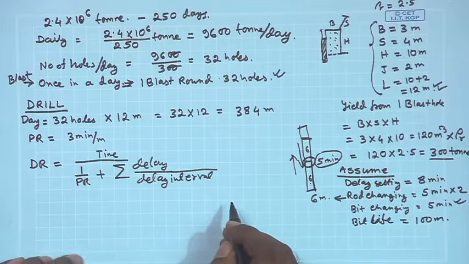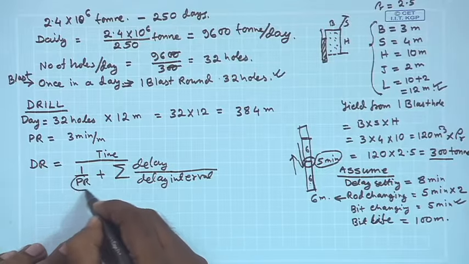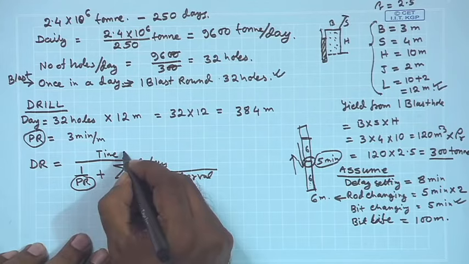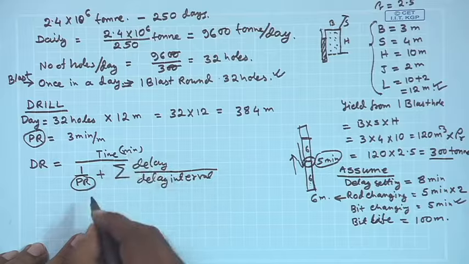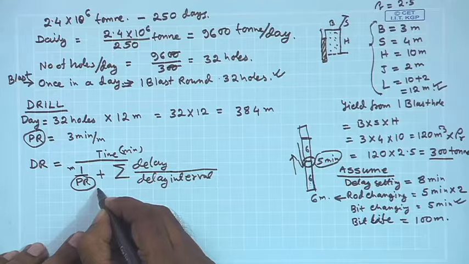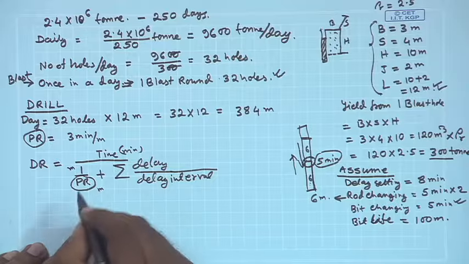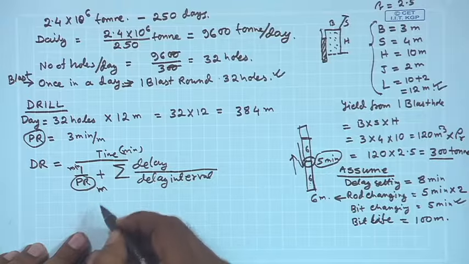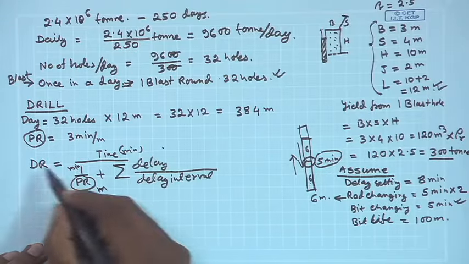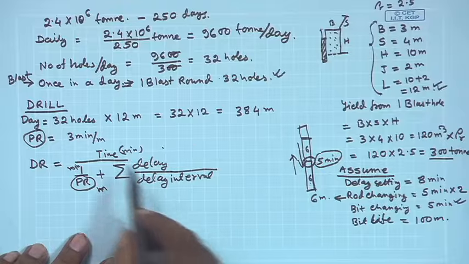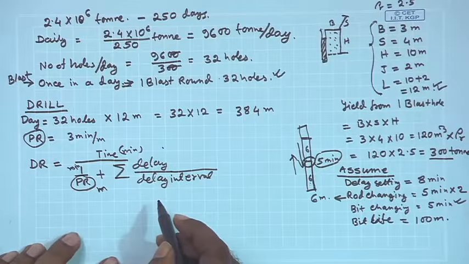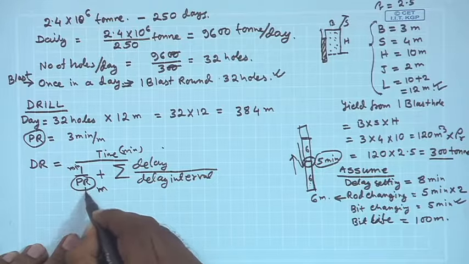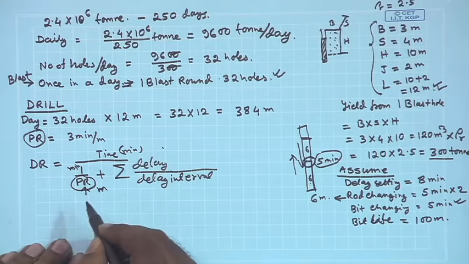Now, I would like to draw your attention to this penetration rate. You can see this is in minute, this is in meter, and again this is in minute and this is in meter, so the minute and minute will cancel and the meter will remain. So that we can get the drilling rate in meter for the specified time, in hours. This penetration is basically expressed in meter per minute when we consider it this way.